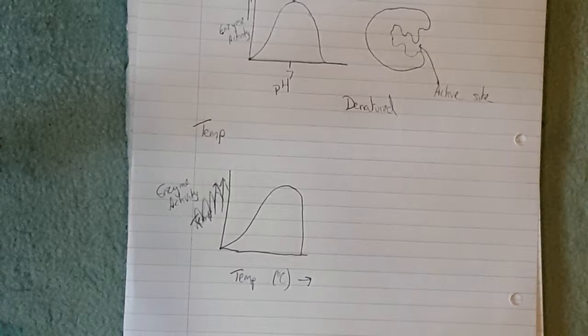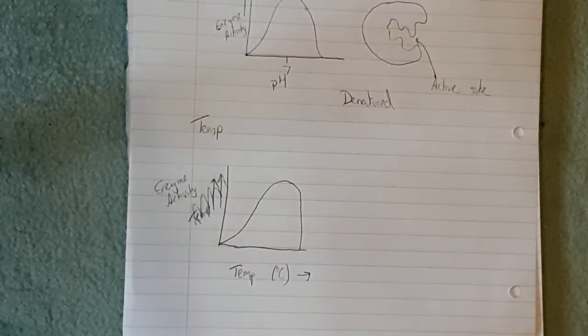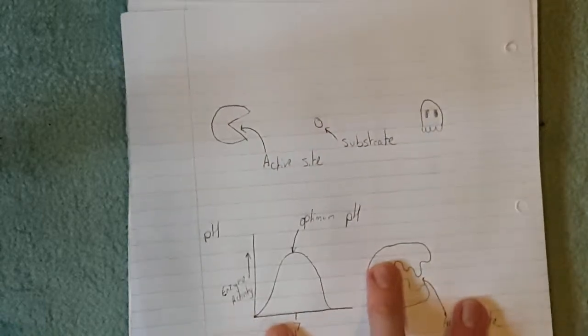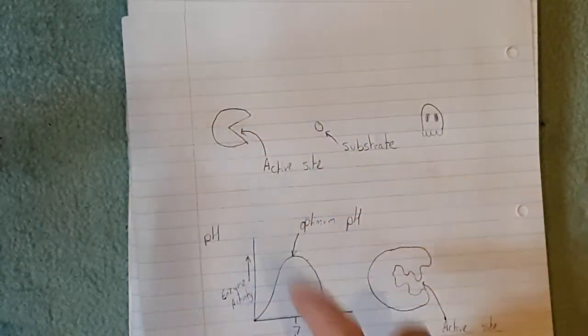This is because at the cold end, there's not enough energy, so neither the enzyme nor the substrate actually moves around. So going back up to our picture up here, the substrate's not going to move, so it's not going to go into the active site because it's not moving. They're not going to interact.